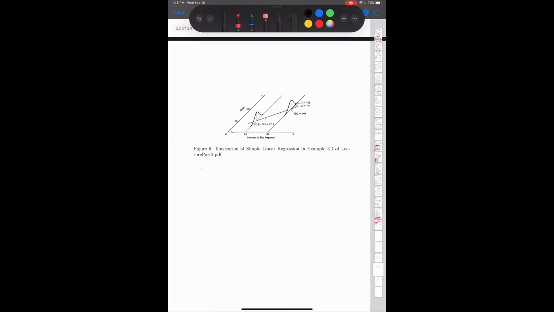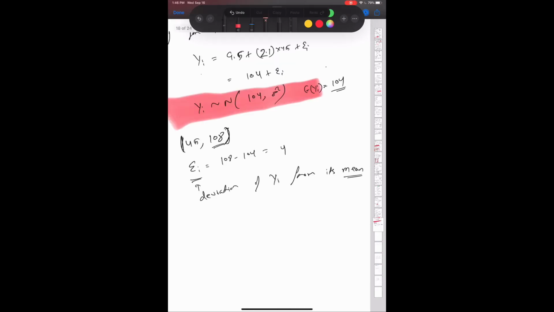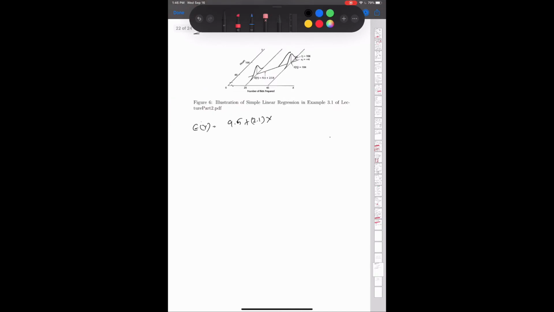Okay, so this is how a data set looks like. You have the number of bits, the electrical bit picture, and you have the number of hours on the y-axis, and the mean of y is a straight line. So expectation of y is 9.5 plus 2.1 times x, right? If you know x, the mean of y is a straight line, and that is the mean response line sometimes.